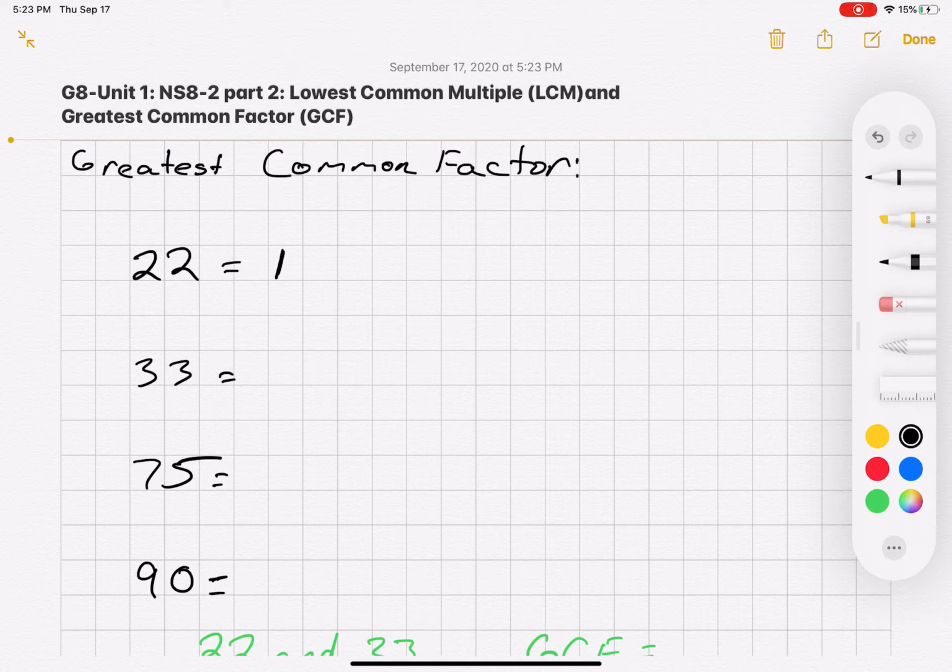So 22 divided by 1 is 22. 22 divided by 2 is 11. Okay, then 3 doesn't work, 4 doesn't work, 5 doesn't work, 6, 7, 8, 9, and 10 don't divide into 22. So I know I'm done. So 33, I have 1 and 33. 2 doesn't divide into 33, 3 does, 4 doesn't, 5 doesn't, 6 doesn't, 7 doesn't, 8 doesn't, 9 doesn't, 10 doesn't, and I know that I'm done.